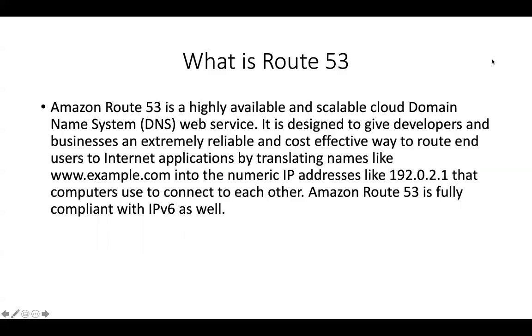So Route 53 is a highly available and scalable domain name service, right? It is designed to give developers and businesses an extremely reliable and cost-effective way to route end users to internet applications by translating domain names to numeric IP addresses. Route 53 has a lot of different routing policies, and a lot of resource record types that we can use. It's pretty much similar to what GoDaddy does, but it does a lot more because it's AWS's own product, right?